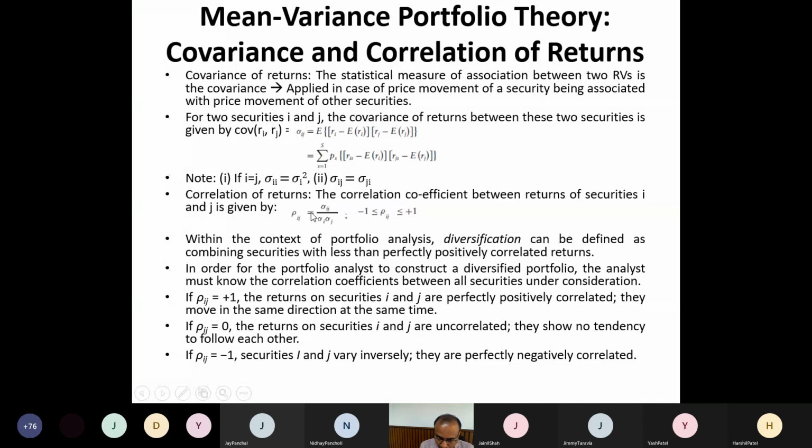Now, if I have rho ij equal to 0, it means zero correlation, meaning securities i and j are uncorrelated. There is no tendency to follow each other. Like I have one stock of IT and another stock of the FMCG sector. They are highly uncorrelated, right? IT sector booming, FMCG sector stagnant. So the IT sector right now is generating very high return, but that will not reflect anything on the FMCG sector. These two are highly uncorrelated. So we need to find this correlation between the securities. That is very important for a portfolio analyst.